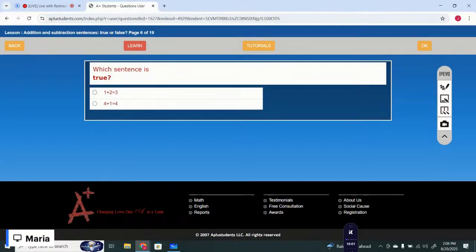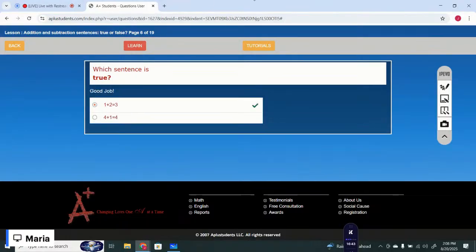Which sentence is true? 1 plus 2 equals 3 and 4 plus 1 equals 4. So which is the correct option? Option number 1 is the correct option because 4 plus 1 is not 4, right?